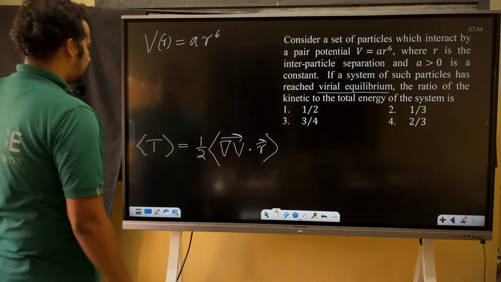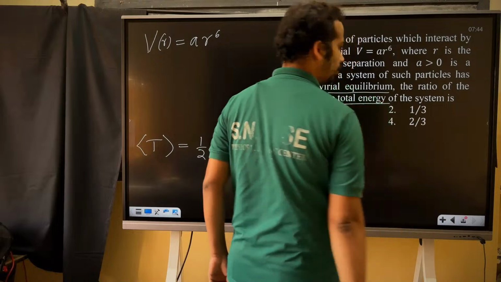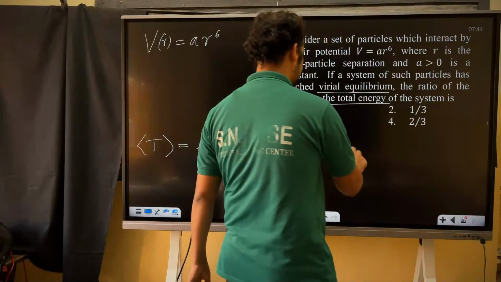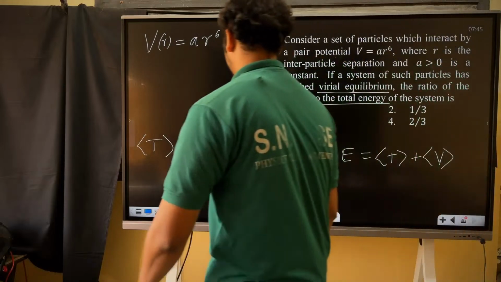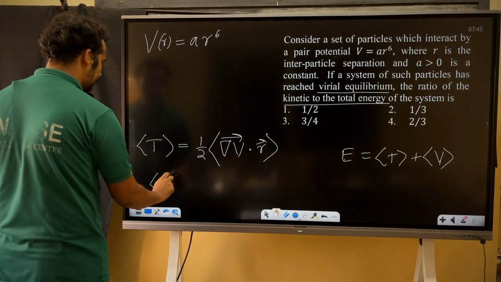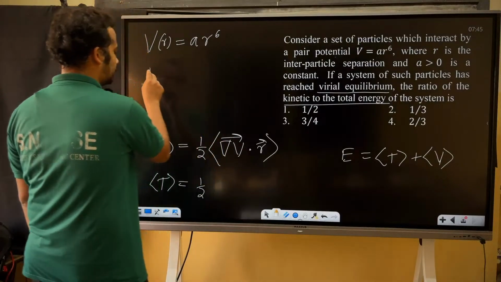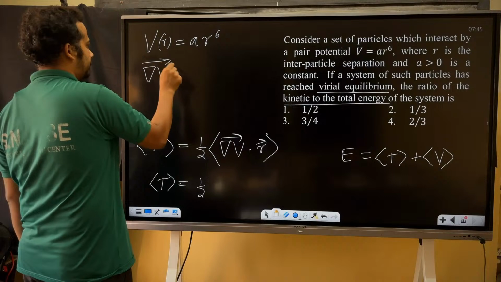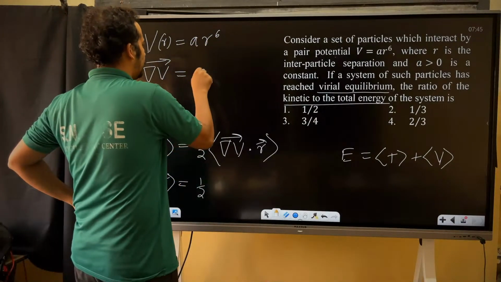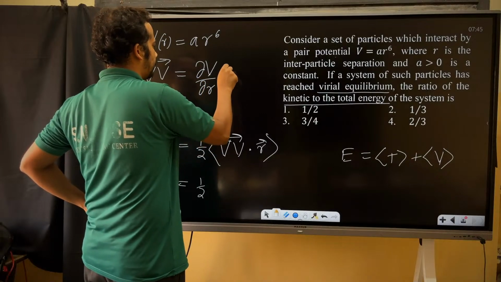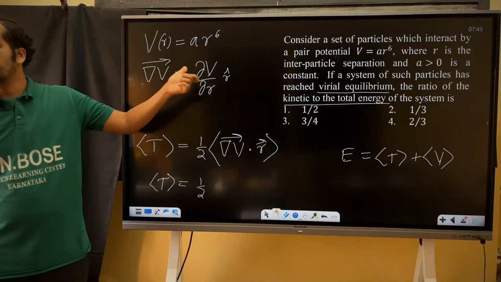So this will relate kinetic energy to potential energy, but you have to relate kinetic energy to total energy. Am I right? Total energy is equal to kinetic energy plus potential energy, isn't it? Just find this relation first using the virial theorem. What is the gradient of this one? Only the radial part is there, so that is dou V by dou r into r cap.